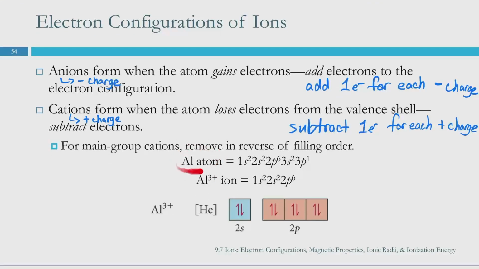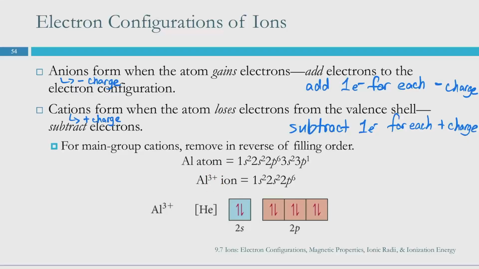So the aluminum atom has all of this. It's past the first row, 1s2. It's past the second row, 2s2, 2p6. It's in the third row, 3s2, and then we jump over to 3p1. It's the first spot in the 3p, row 3 of the p block.